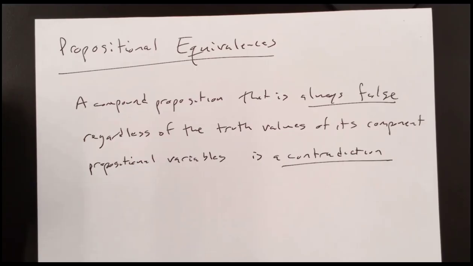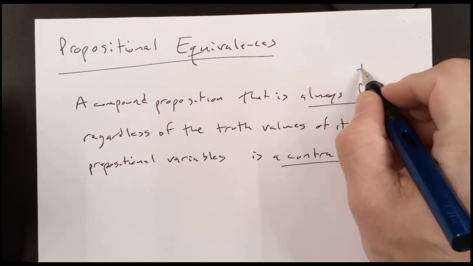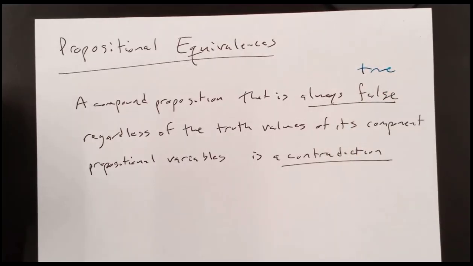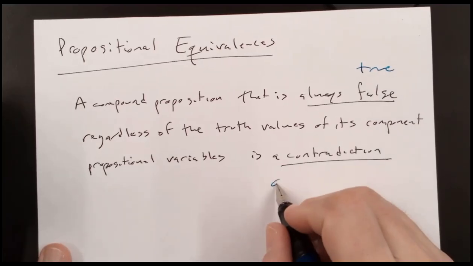A compound proposition that is always false, regardless of the truth values of its component propositional variables. So I don't care whether P is true or false, Q is true or false, or any of the other letters individually represent something true or false. If the overall result is always false, we call this a contradiction. I'm going to change one word. If I change false to true, we're going to call this a tautology.